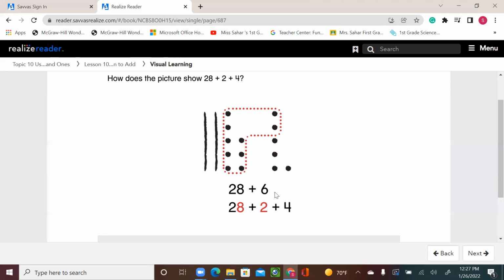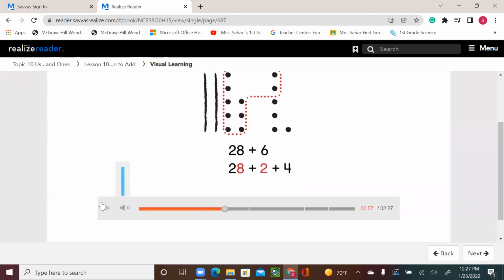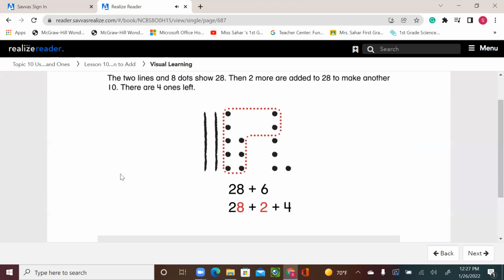So why did I break apart 6 to 2 and 4? Because I know I need to make this 8 ones to a 10. Because I know when I have 0 in my addend, it's easy to add another number. The 2 lines and 8 dots show 28. Then 2 more are added to 28 to make another 10. There are 4 ones left.